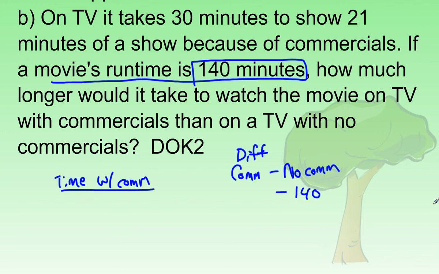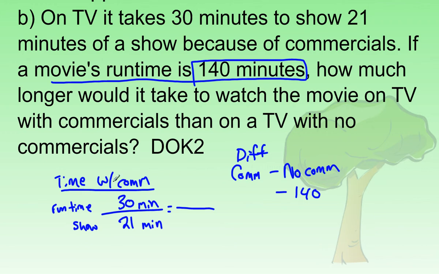So since it's a constant relationship, I can use that relationship to find out how long this would be using a proportion. So let's see. My relationship is for a run time of 30 minutes. So the show runs on TV for 30 minutes. You get 21 minutes of the actual show. The rest of the time would be the commercials.